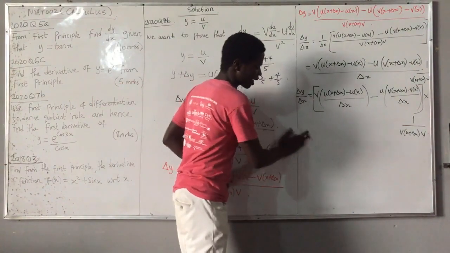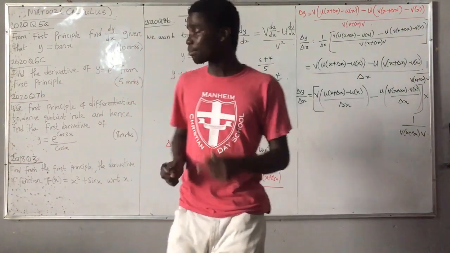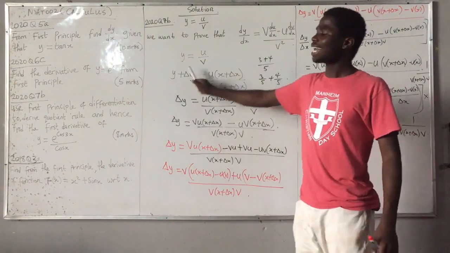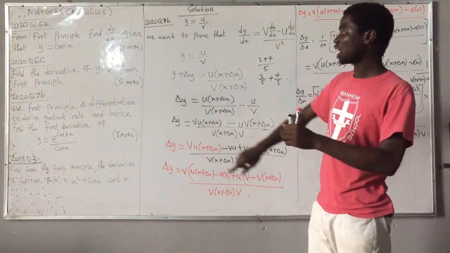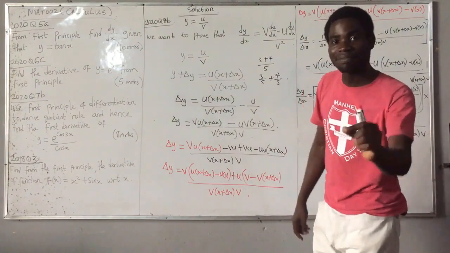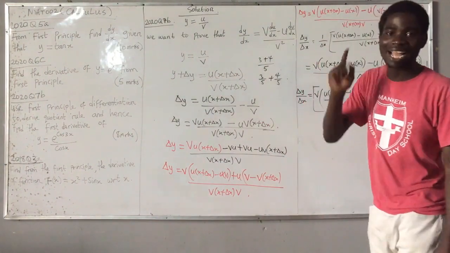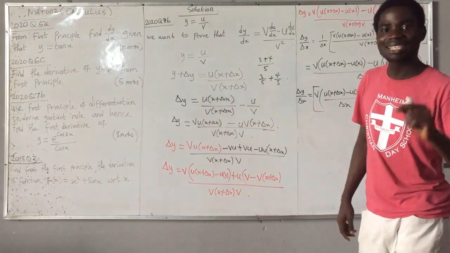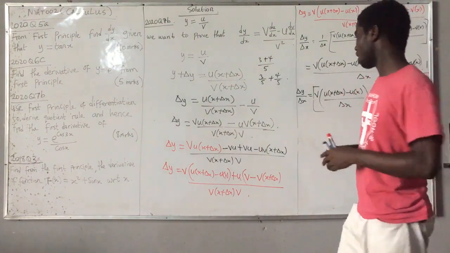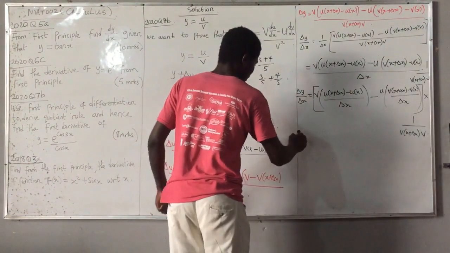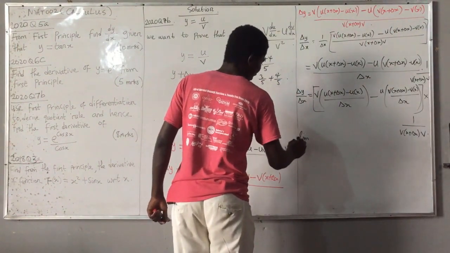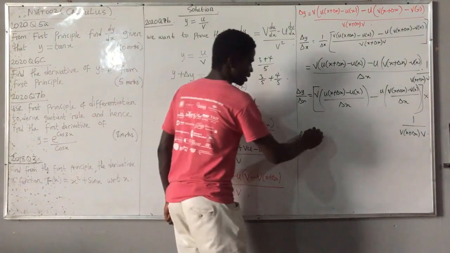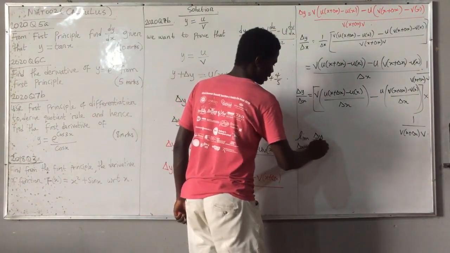So, it has lots of generality now. Listen again. Whenever you are dealing with first principle, add increments to both sides, subtract y and simplify, then divide by delta x. After that, the last thing to do is to take the limit as delta x goes to 0 of both sides of delta y over delta x.